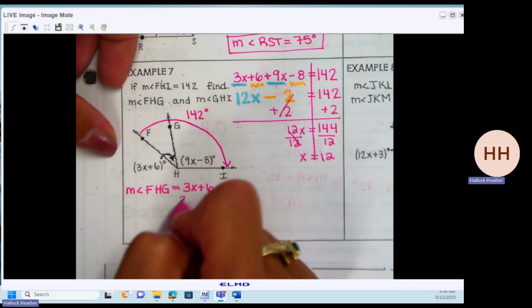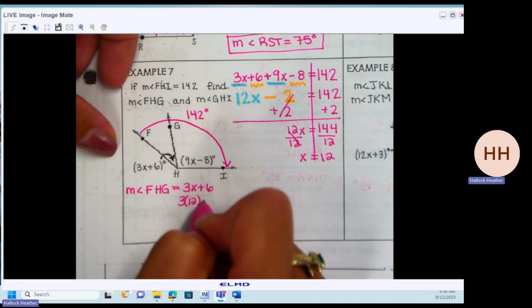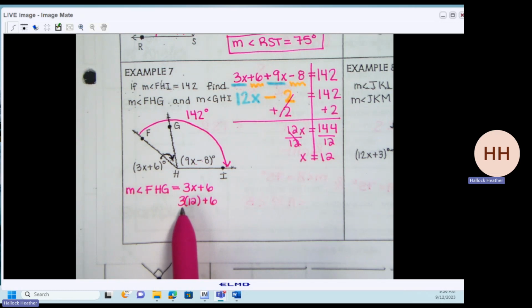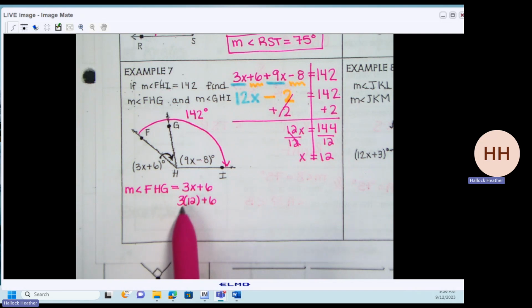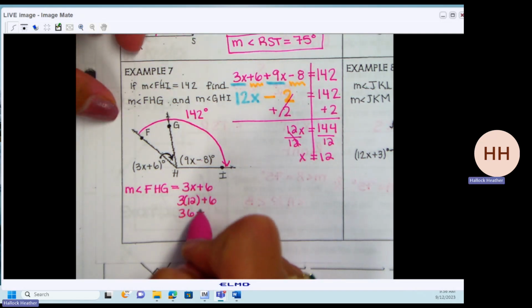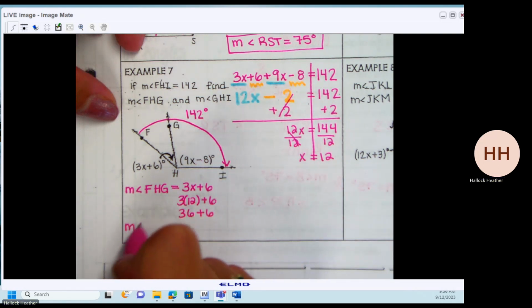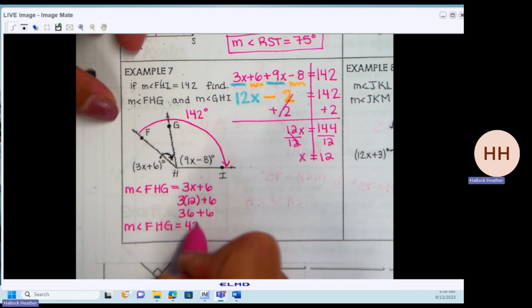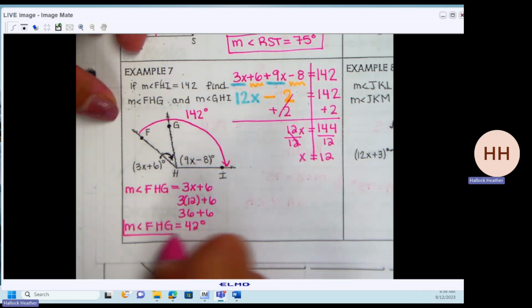So I'm doing 3 multiplied by 12, and I'm adding 6. PEMDAS for always and forever. PEMDAS for life. Multiplication before addition. So what's 3 times 12? 36. And if I add 6, what do I get? 42. And now let's use those brains that I know are somewhere in there.